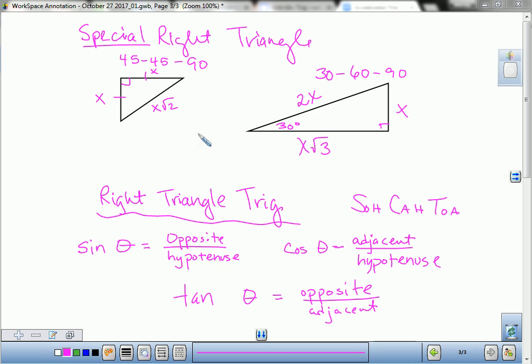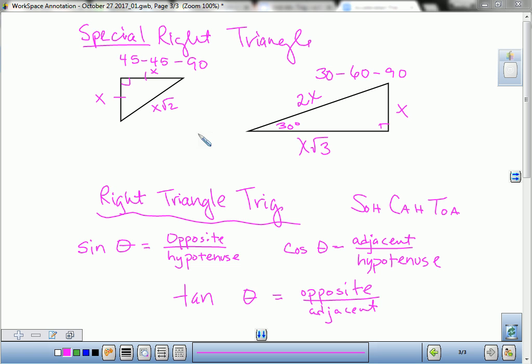Today, before I give you the review, I want to refresh your brains on two topics, both having to do with right triangles. The first one we learned was special right triangles. The two that we consider special are the 45, 45, 90 and the 30, 60, 90. When we introduced those, we built them off of a square and an equilateral triangle, and we proved why this relationship exists.